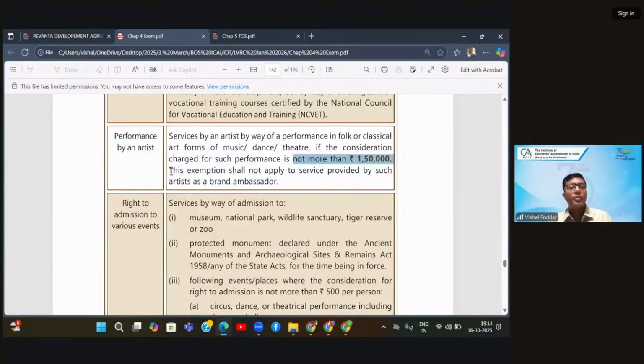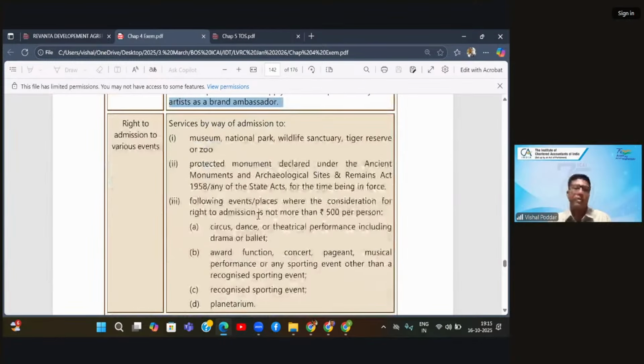Again, if she is performing this as a brand ambassador, then irrespective of the amount of fees, it will always be taxable. So this is what is important, that if she is performing in the capacity as a brand ambassador, irrespective of fees, it will always be taxable. However, where she's not performing as a brand ambassador, then her performance fees up to 150 will be exempt. But if it is more than 150, it will be fully taxable.